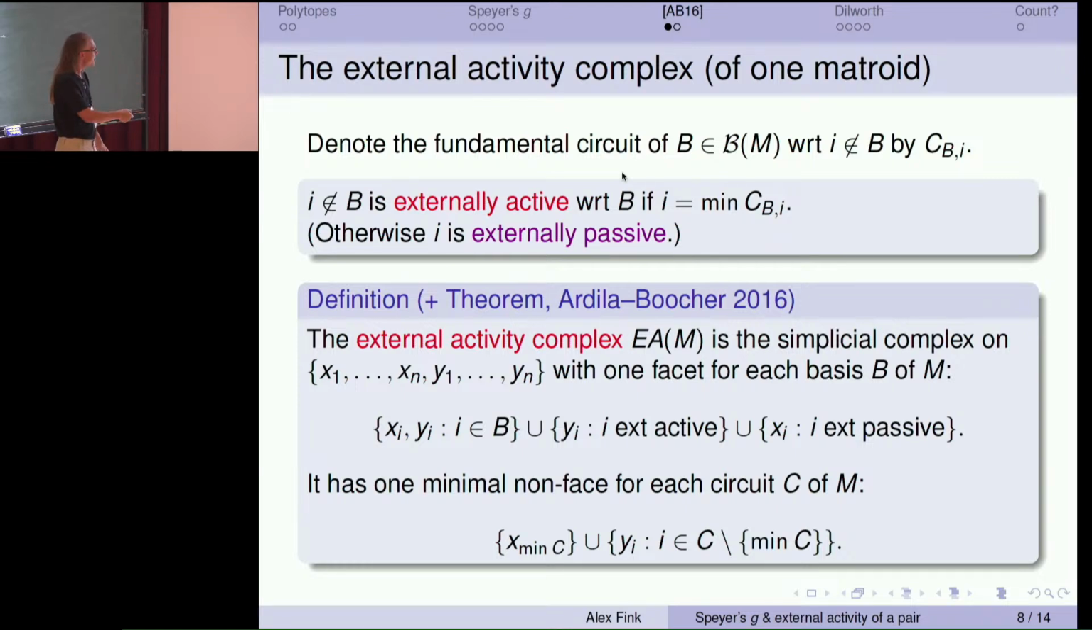If I take each circuit of a matroid and just color its minimum element with the color X and all the other elements with the color Y, and I say these are going to be the smallest sets, the smallest faces not in my simplicial complex, then what are the biggest faces actually in my simplicial complex? Well, these are colored circuits. You'd hope for colored bases. Indeed, they are colored bases.